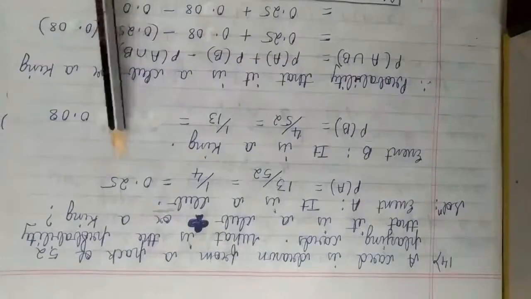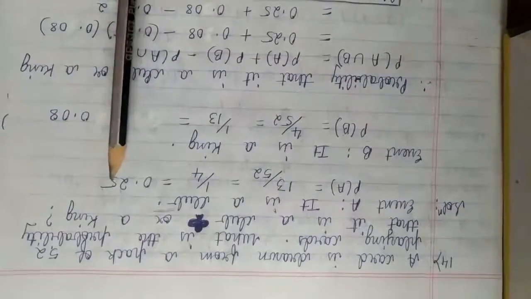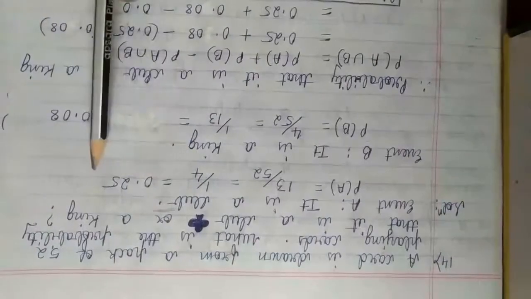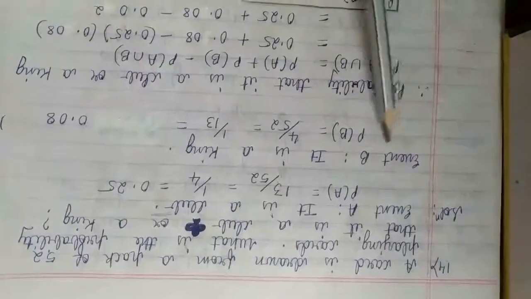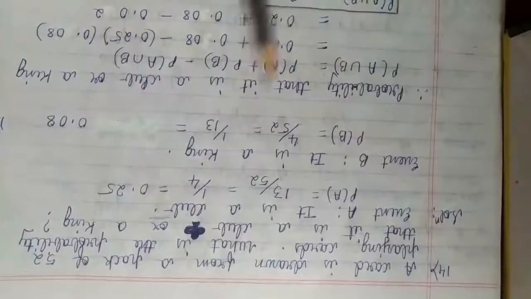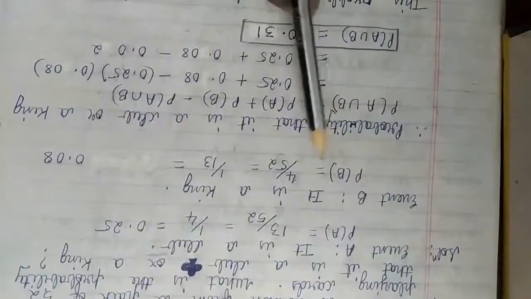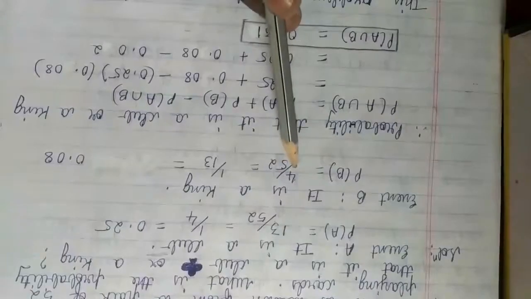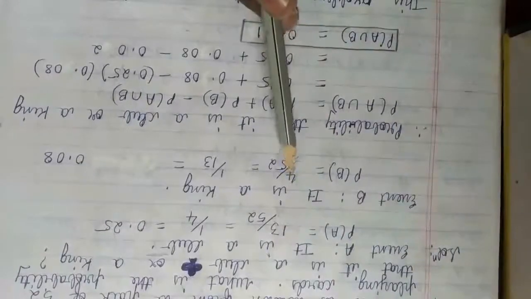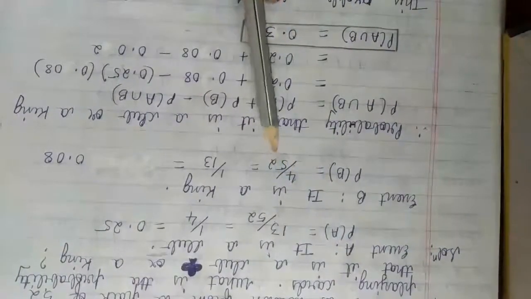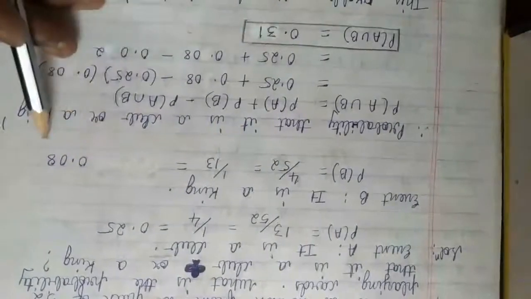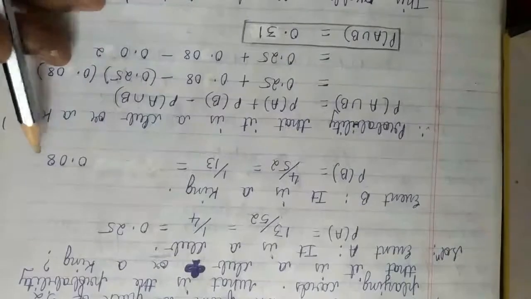This type of problems we have done earlier. If you have difficulties, you can contact me or check the earlier problems. 2 mark problems we have solved earlier. Then event B, it is a king. Now probability of B is equal to, there are total 4 kings in the deck. So 4 divided by total number of cards in the deck, 52. So 4 divided by 52 is 1 upon 13, that is nothing but 0.08.